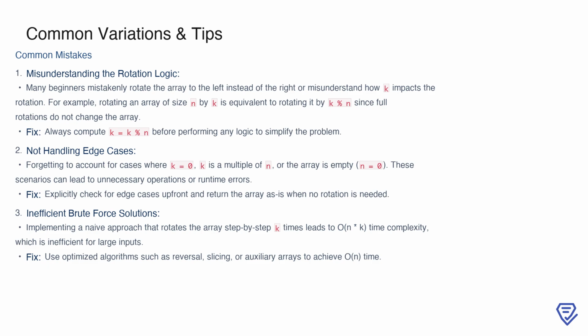One is misunderstanding the rotation logic itself. A lot of beginners confuse rotating to the right with rotating to the left, or fail to realize that rotating an array by its length or any multiple of its length results in no change. This can be resolved by always calculating the effective rotation using k equals k % n before proceeding.